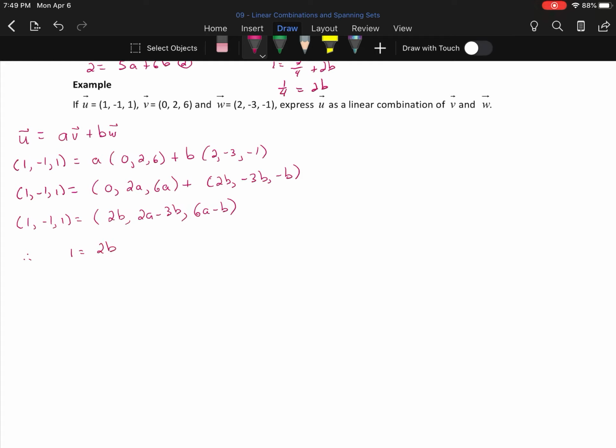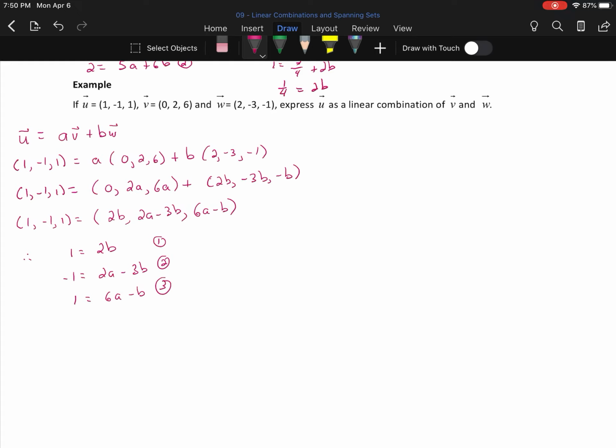The x component says 1 will have to be equal to 2b. Isn't that nice? That's going to make my life easy. The y component says -1 has to be 2a minus 3b. And the third one says the z component has to come out to 1 equals 6a minus b. And you look at those equations and you make a decision.